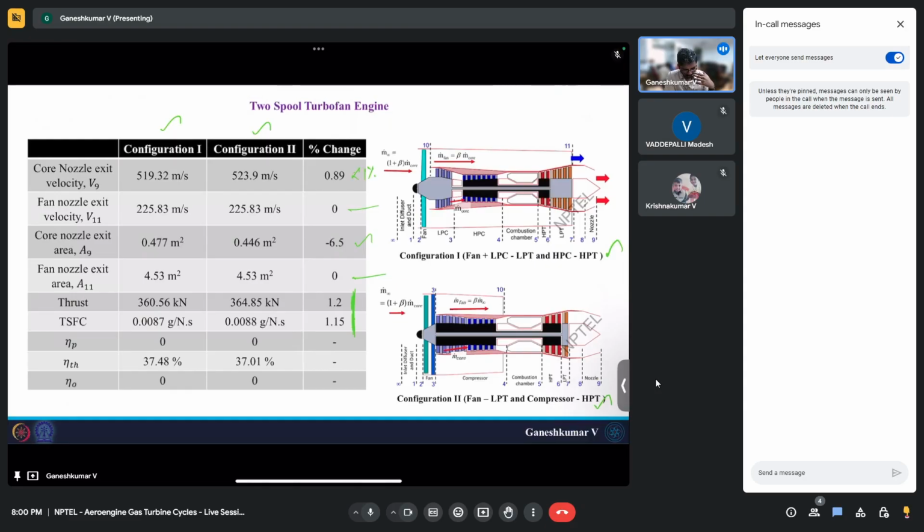All right. So the bigger picture is, a two spool turbofan engine can be constructed in two different ways, and constructing it in these two different ways will lead to changes in your performance parameters. Although for this case it may not be that much different, you should be a little careful and you need to go through the calculations once again. Okay, that is the broader perspective of this session and also of this problem. Okay, are there any questions?